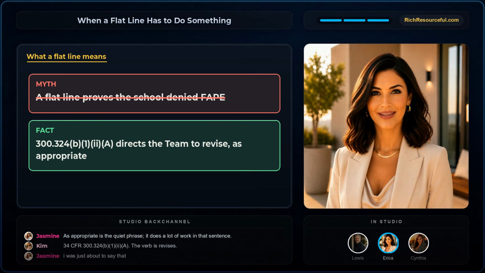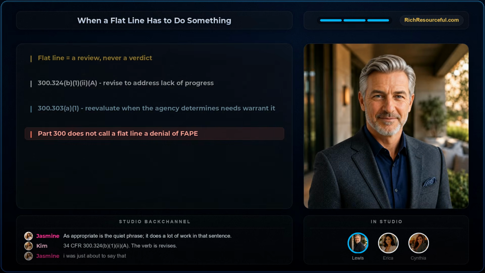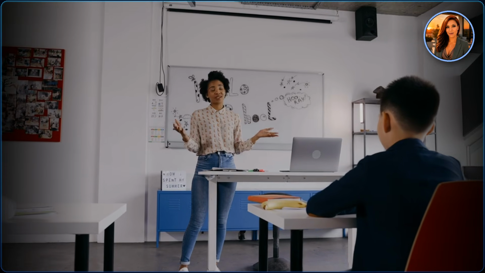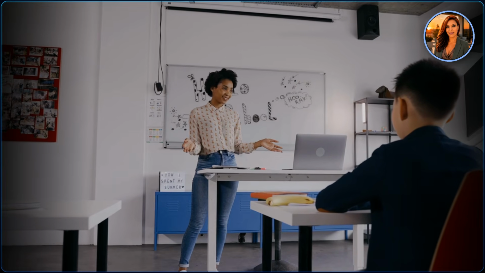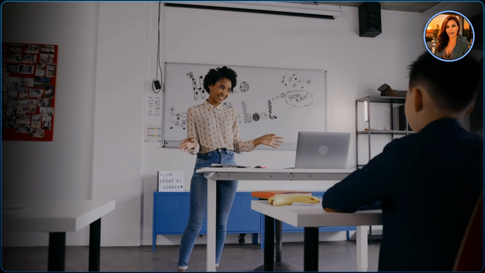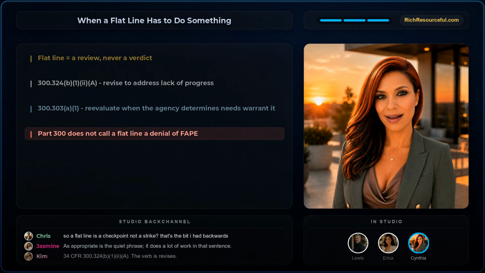Hold on. Expected by whom, though? Who sets expected? The team that wrote the goal, which is the answer people least enjoy. Okay, Erica, we're 2 exits off the road, and the rest of that answer matters. Expected means what the team wrote on the page, not what anybody privately hoped. Nobody is born knowing the difference between a revision and a verdict.